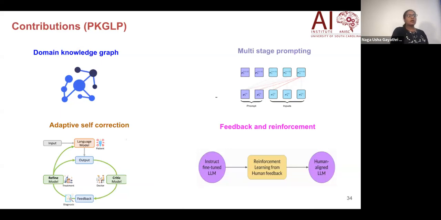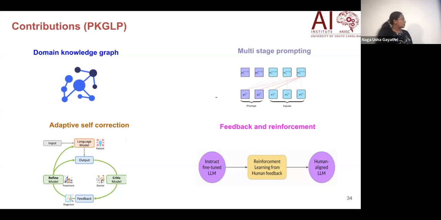So the contributions made in this work are the domain knowledge graph, multi-stage prompting, and adaptive self-correction and feedback and reinforcement. In the domain knowledge graph, we have nodes, main concepts, synonyms, and so on for all the discourse text, main concepts and the relations between them, so that every main concept will get mapped to some class, some entity in the KG. And we have multi-stage prompting, where we have an extraction prompt, validation prompt, and scoring prompt. The extraction prompt focuses on capturing concepts with minimal domain expertise, and validation checks if each concept aligns with the synonyms or required attributes or not. And then we have a scoring prompt, which checks for completeness and accuracy. So that is how we have multi-stage prompting in here.